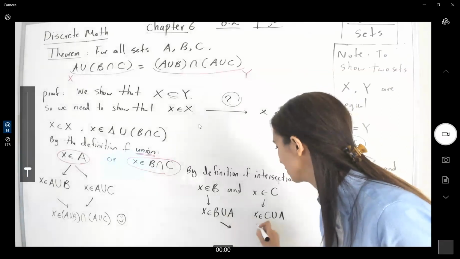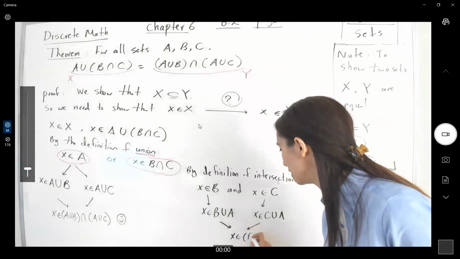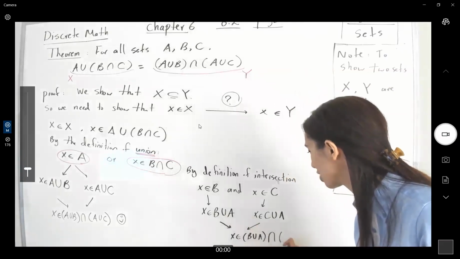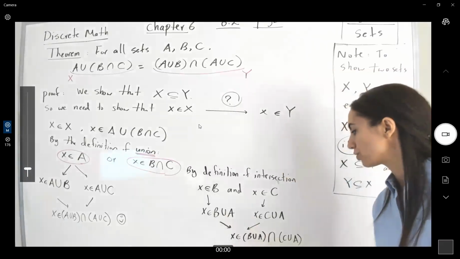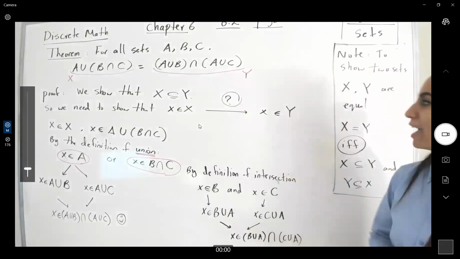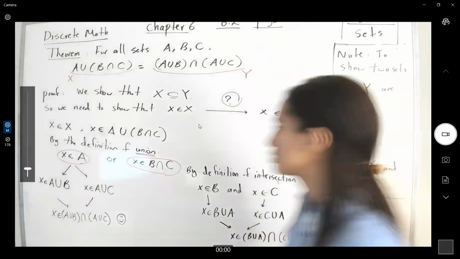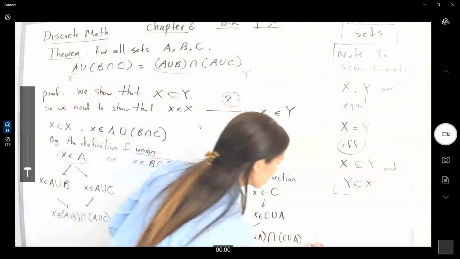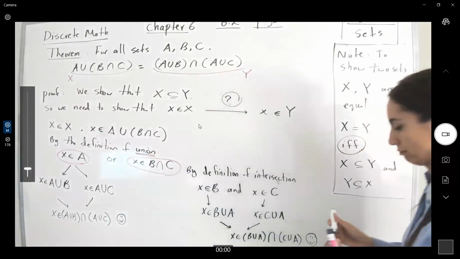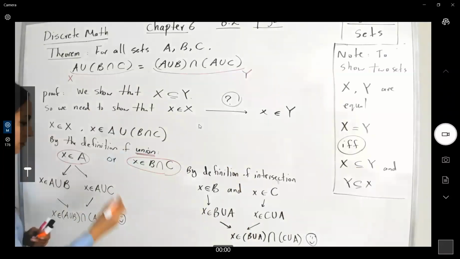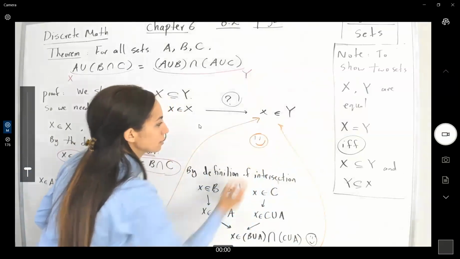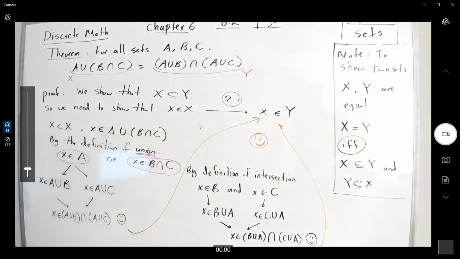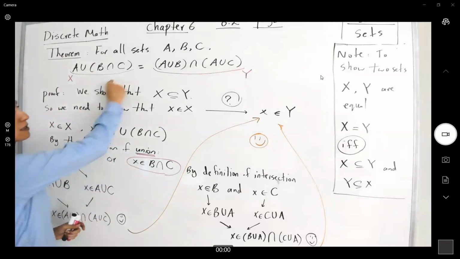So what's the meaning of these two? It means that x belongs to B union A intersection C union A. But the commutative law says you can switch in between these two, A union B and A union C. So in these two cases, we just showed that x belongs to Y. This case is resolved in this. So we showed that X is a subset of Y.